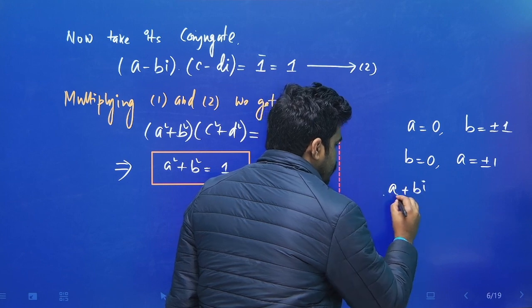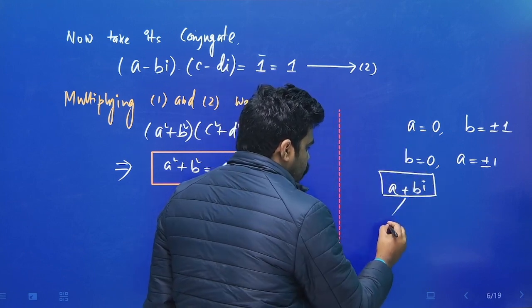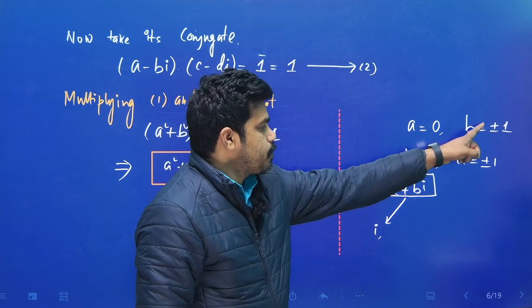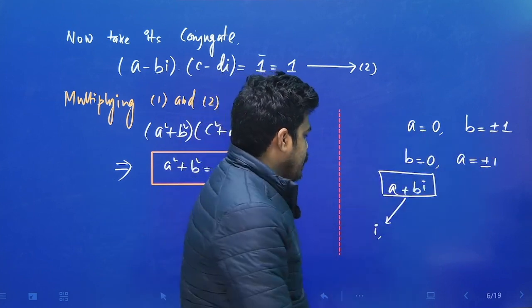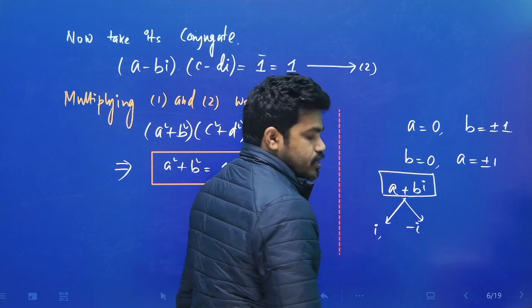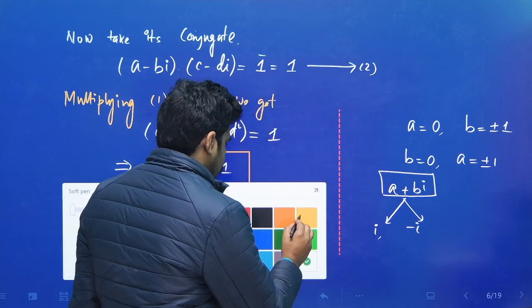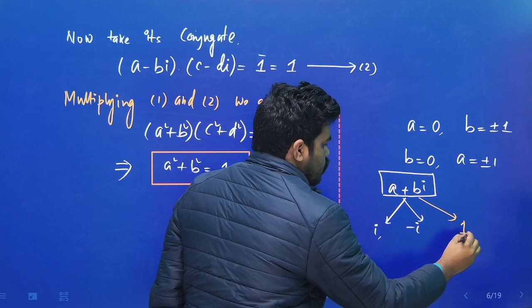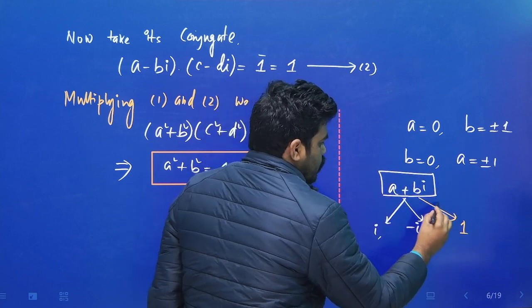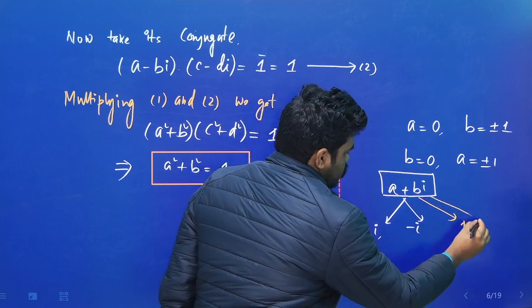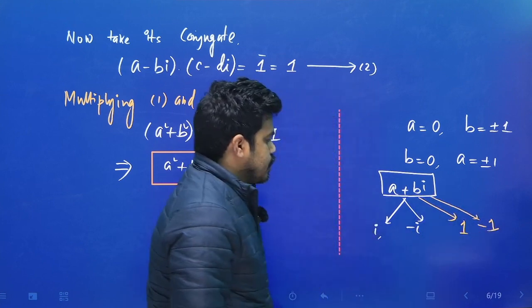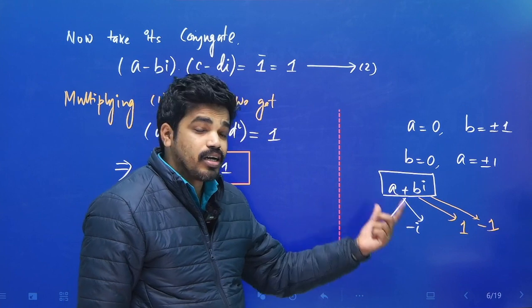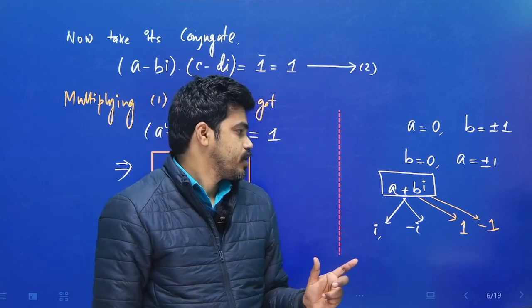If a is 0 and b is 1, what do you get? i. If a is 0 and b is minus 1, you get minus i, right? Okay. Similarly, if b is 0 and a is 1, you get 1, and if b is 0 and a is minus 1, you get minus 1. So what are the units? 1, minus 1, i, minus i. So these are the units of Zi. Getting my point?